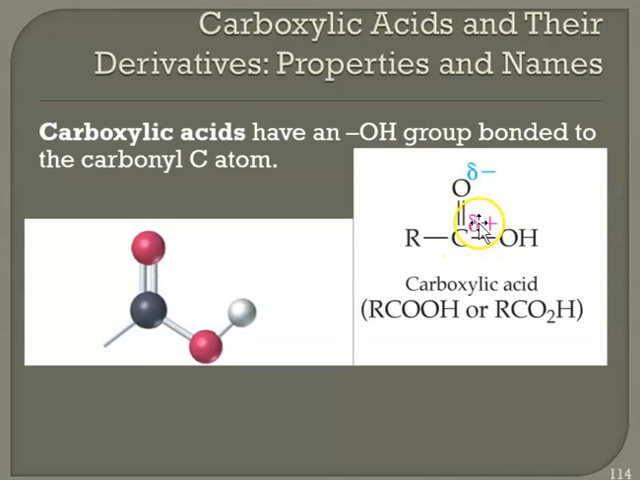The carbon is going to be partially positive because the electrons are being pulled towards the oxygen, which will be partially negative. This allows us then to have electrophilic attacks occur at that carbon because it's going to be partially positive. So this is basically the center of where chemical reactions are going to occur because of that positive charge right here.